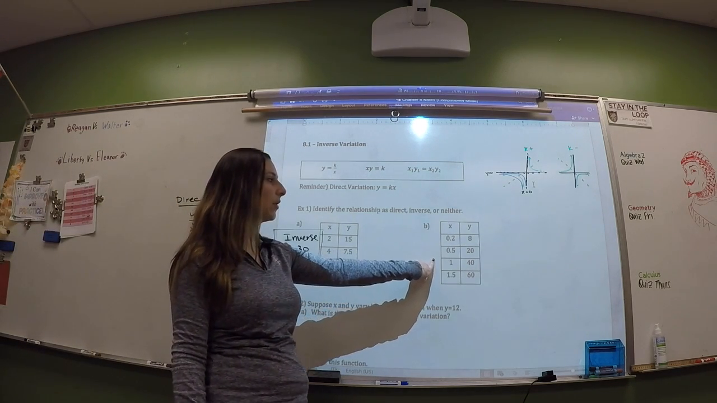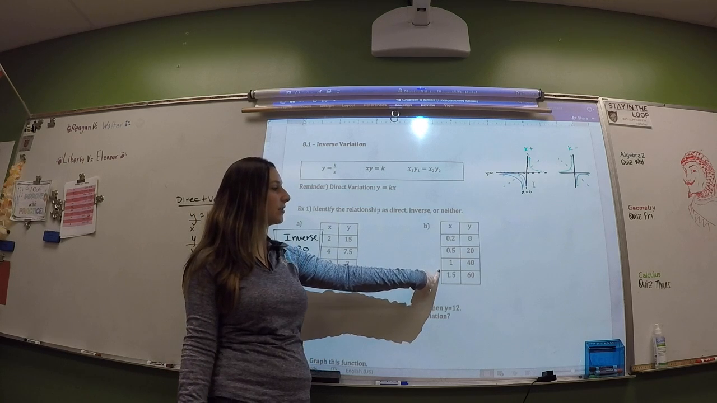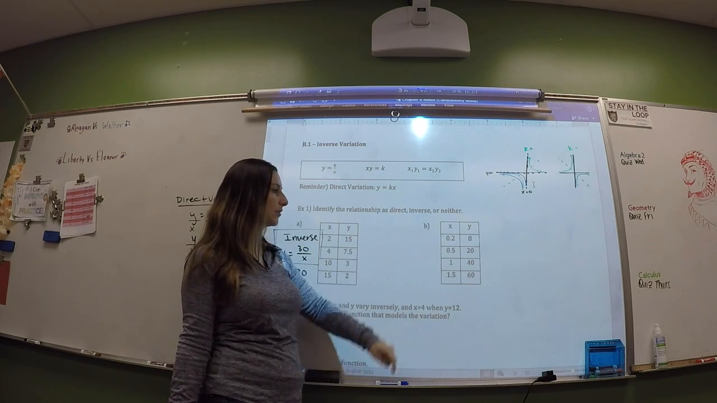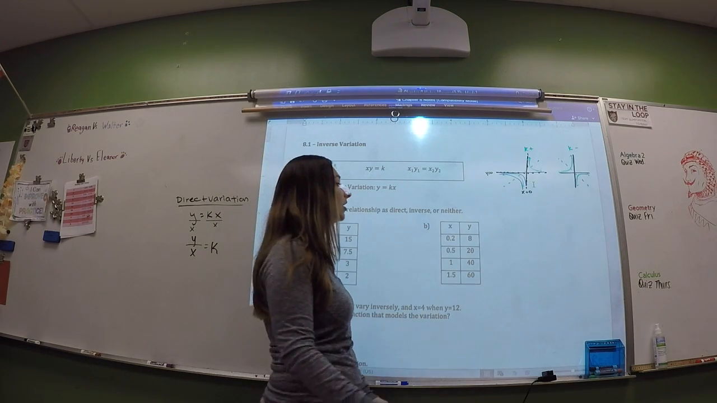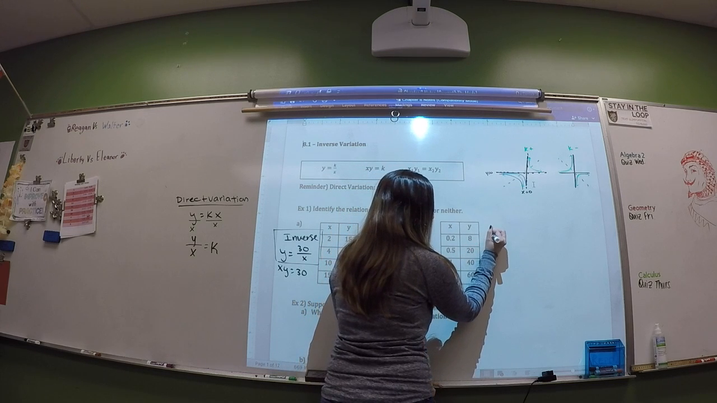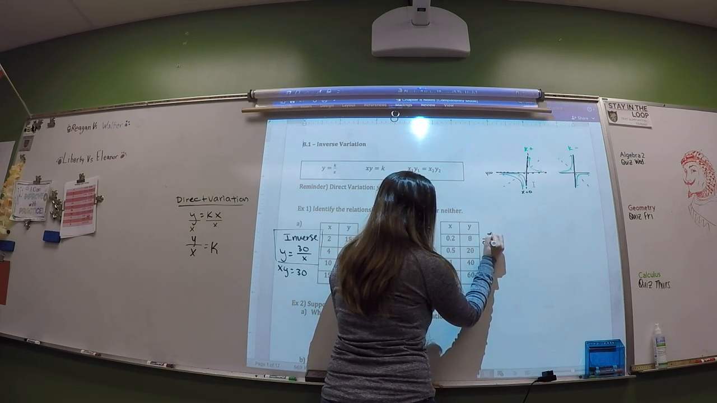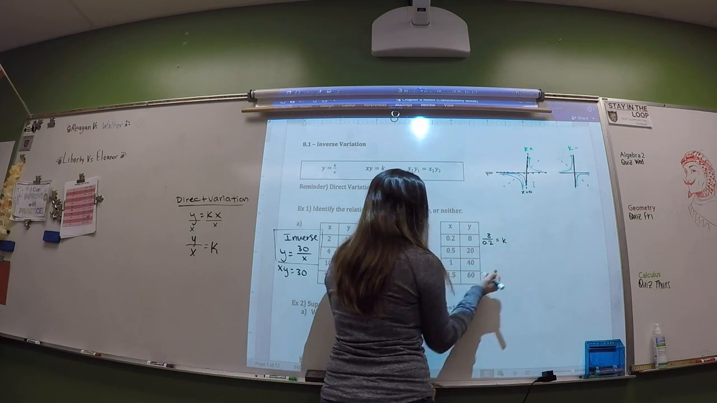Let's look at this one. We're going to see if it's direct, inverse, or neither. I'm just going in order. So we'll check direct. To check direct, you're going to see if each y divided by each x is the same k.